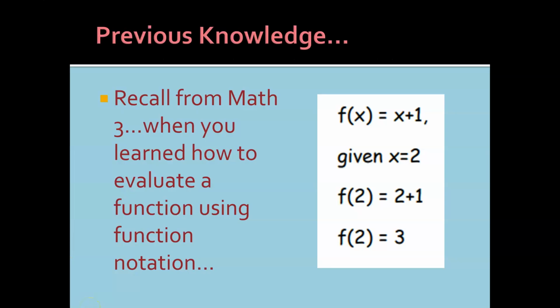So previous knowledge. If you recall from Math 3, when you learned how to evaluate a function using function notation, we talked about evaluating in function notation versus just giving you x equals. If you look over here on this image, I tell you that f of x is x plus 1, and I tell you that given x equals 2. Well, in function notation, that means f of 2, and that means we replace all our x's with 2, which is what they did. So then we found out f of 2 equals 3, and in coordinate form that would have been (2, 3). Okay, so we talked about that in Math 3.